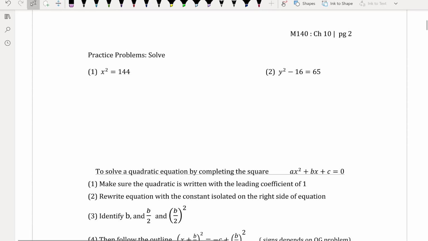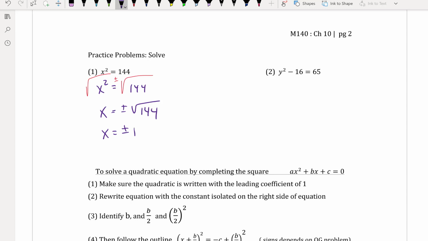Okay, so then from here we have some practice problems. So hopefully you guys are getting used to that notation. So I have x squared is equal to 144. So I'm going to have my square root, and I can't forget the plus or minus. So x is equal to plus or minus the square root of 144, and the square root of 144 is equal to 12. So x is equal to plus or minus 12. So you can either leave it as x is equal to plus or minus 12, or you can write it as x is equal to 12 and negative 12. Both of those mean the same thing. One's a plus and one's a minus.